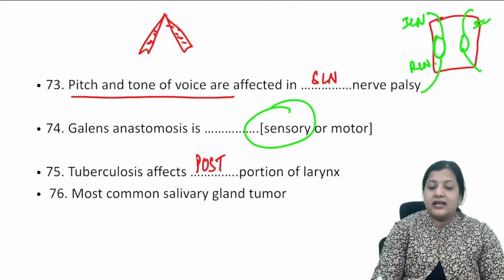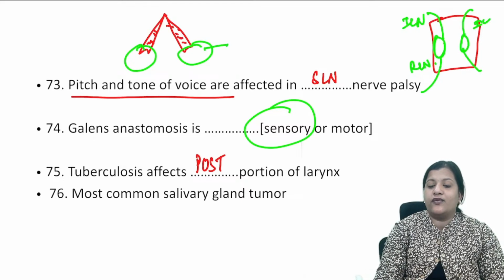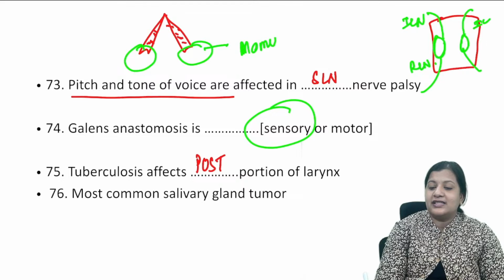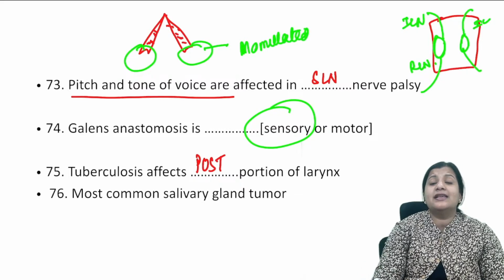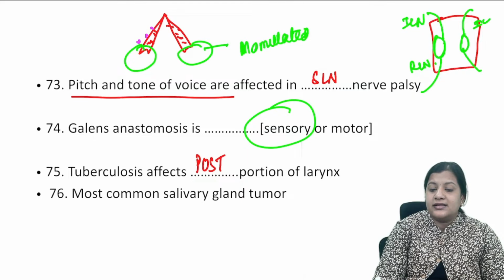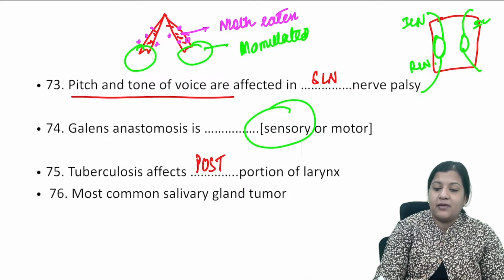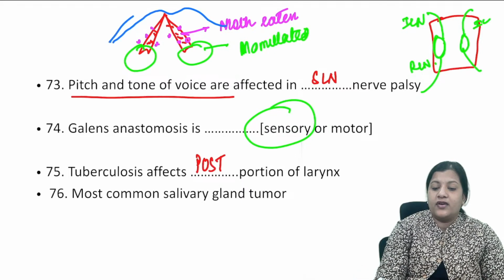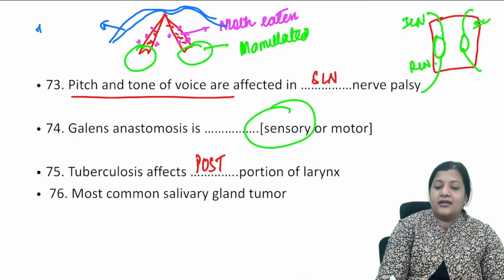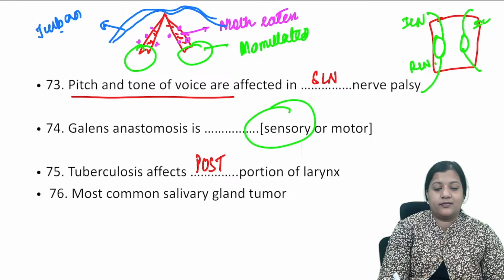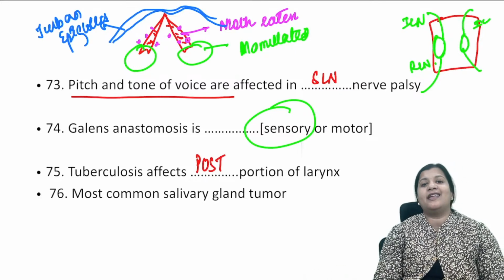Then we see that there is swelling of the arytenoids. What do we call this? We call this mammillated arytenoids. Then we see small ulcers which are discontinuous with each other. We call this moth eaten appearance, rat bitten appearance. And finally we see that the epiglottis is swollen. What do we call this? We call this turban epiglottis. These are the different signs that we see in TB larynx.